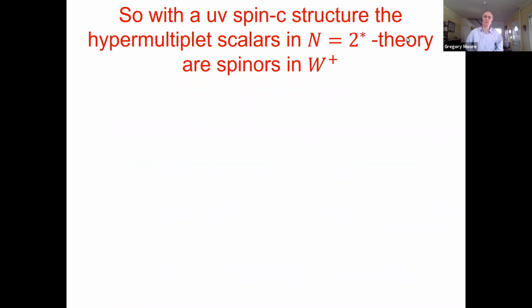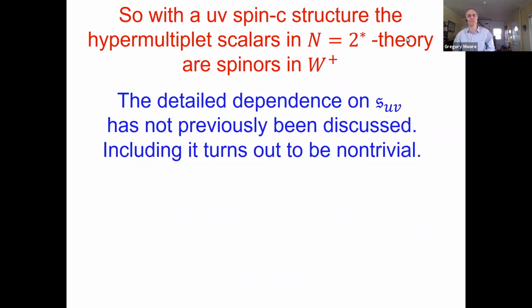So now the hypermultiplet scalars in the N equals 2 star theory are going to be spinors in the chiral spin bundle W plus. And it was understood, I think, by Labastida and Mariño back in the 90s that you need a spin C structure to define the topologically twisted theory. But the detailed dependence on it has not previously been discussed, and for good reason, because including it turned out to be quite non-trivial.